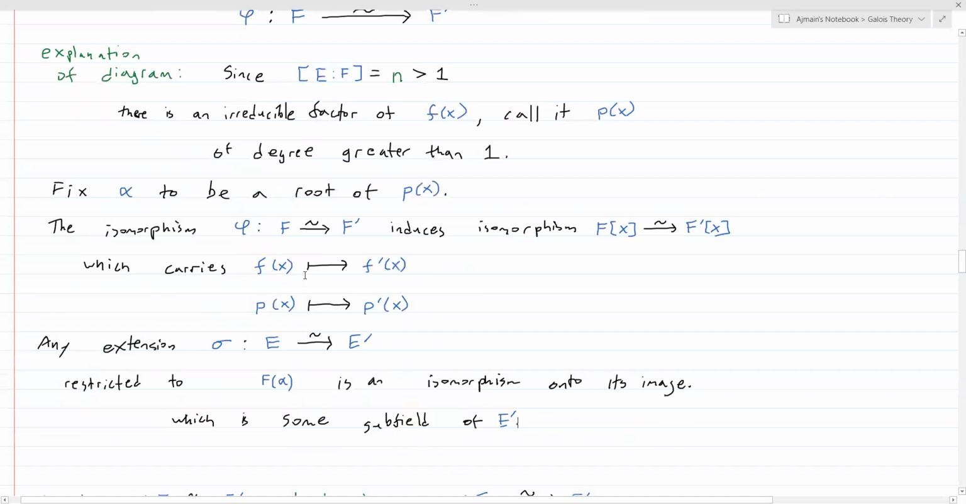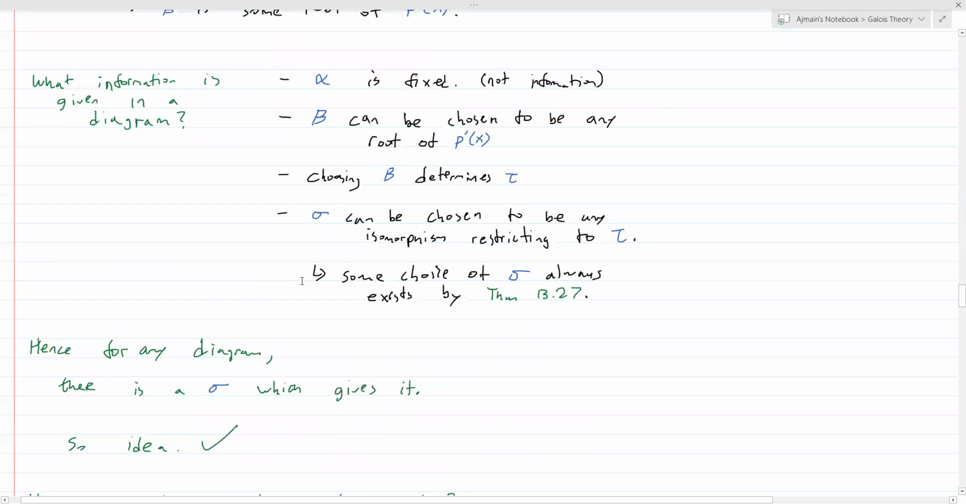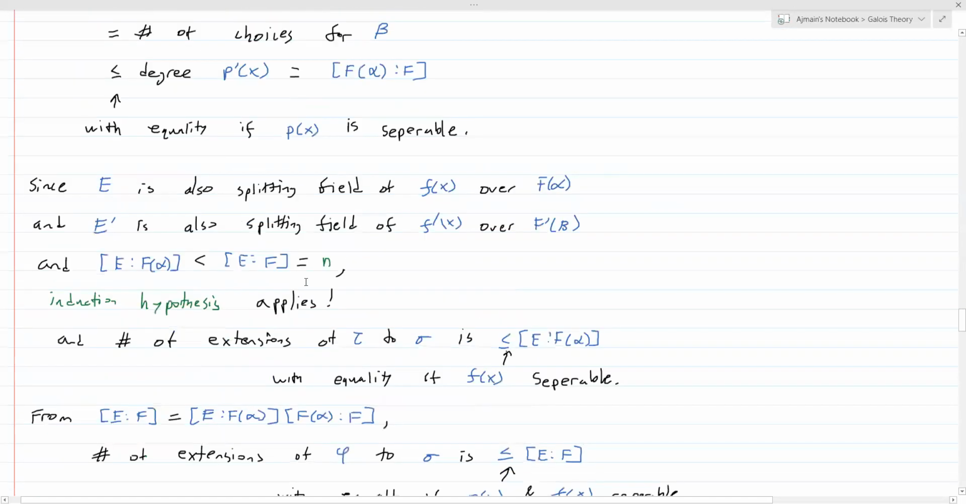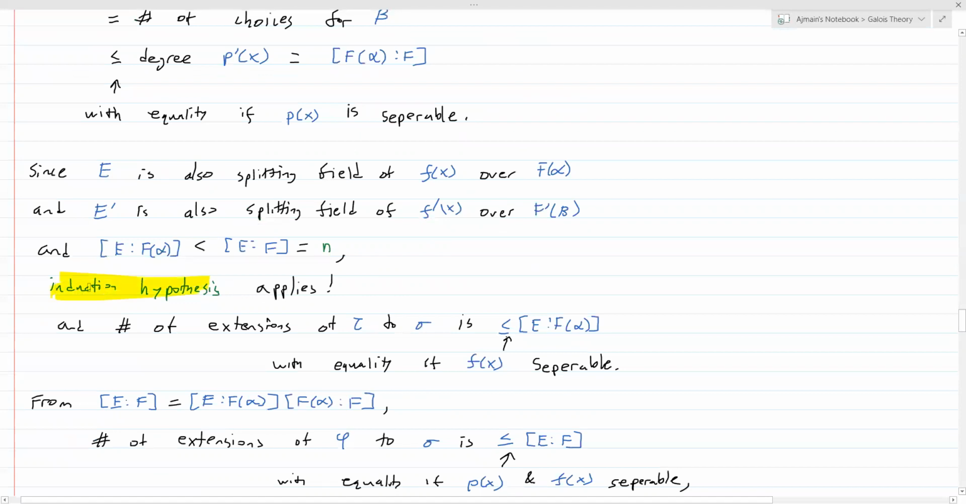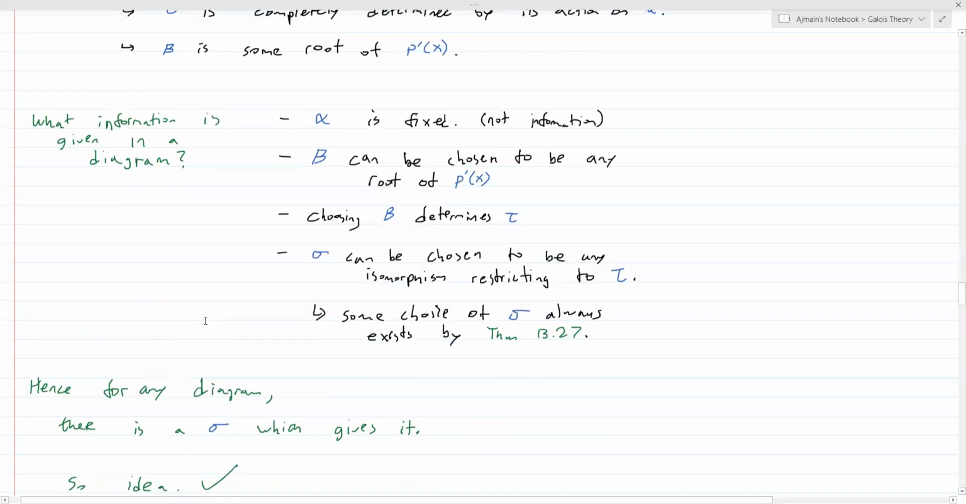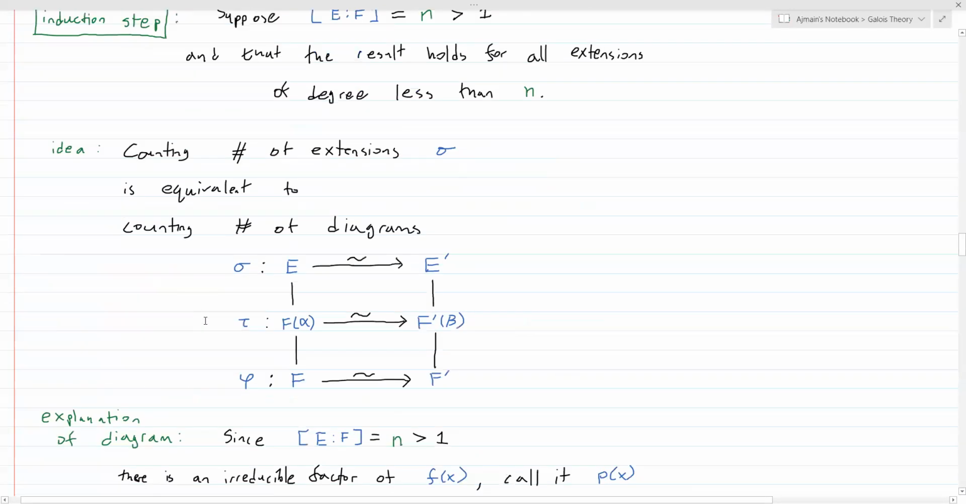And then when we try to use the induction hypothesis, we really needed to extend isomorphisms between two distinct ground fields, F adjoin alpha and F adjoin beta, right? Alpha and beta are going to be distinct roots, and you have an isomorphism between them, but it's not the identity isomorphism from F adjoin alpha to F adjoin alpha. So in order to use the induction hypothesis, we really needed to start with a more general setup.